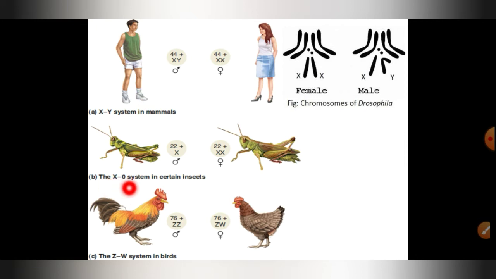And next is the XO system in certain insects. Grasshopper is an example. 22 autosomes plus 1 X chromosome is there in case of male. 22 autosomes plus 2 X chromosomes, XX, are there in case of females. Then ZW system in case of birds. Here there are 76 autosomes plus same types of chromosomes in male, that is ZZ, and 76 autosomes plus 2 different types of chromosomes, that is ZW, in case of females. Okay, hope you have understood this.